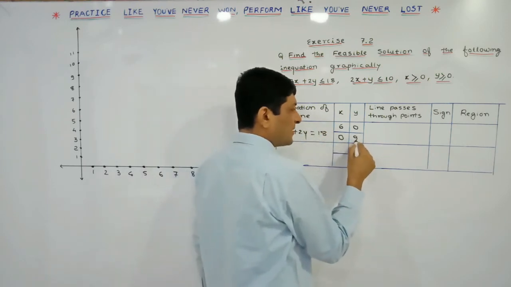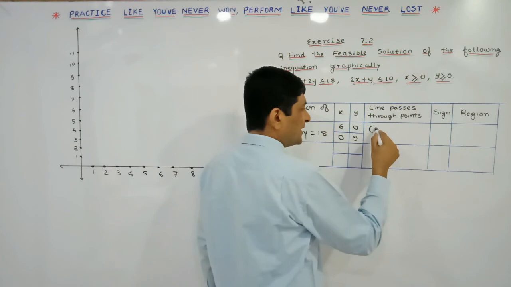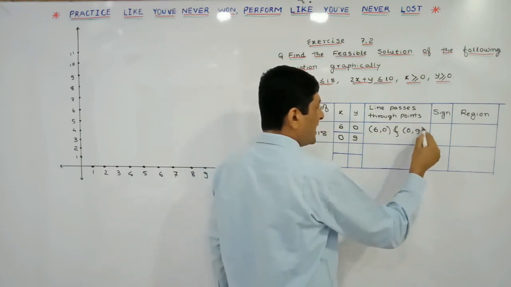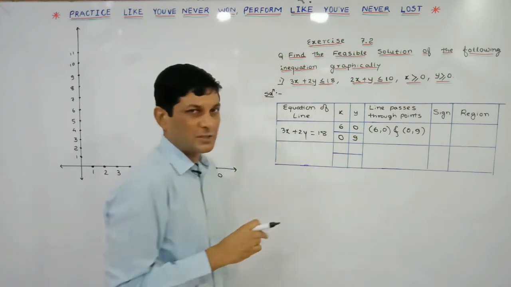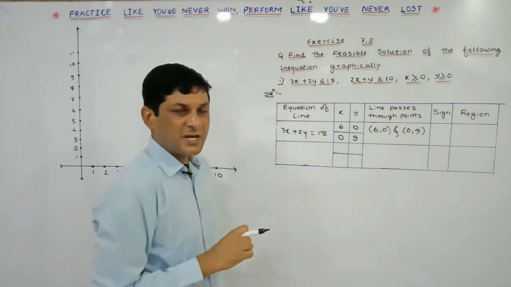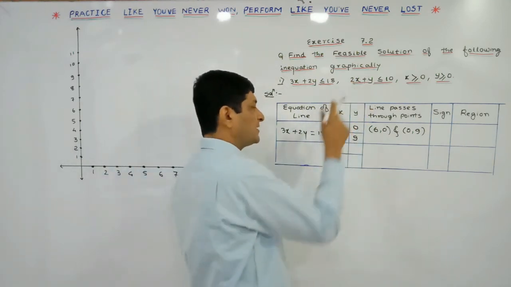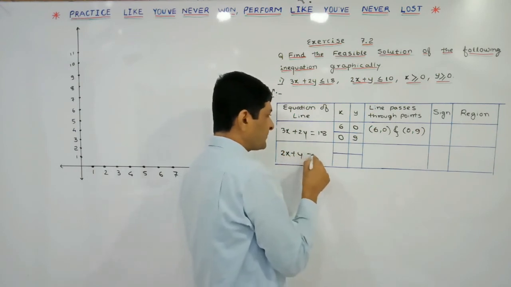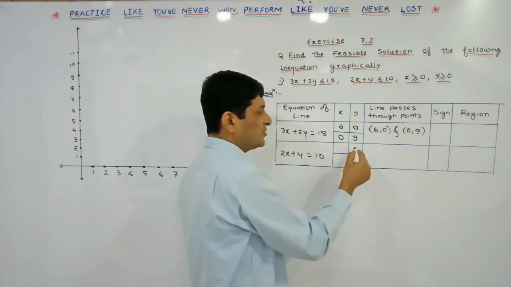Simplifying it, we will get y is equal to 9. In this way, (6, 0) and (0, 9) are the coordinates of two points on this line. In the same way, let us try to find the coordinates of two points on the second line, where the equation of the second line is 2x + y = 10.